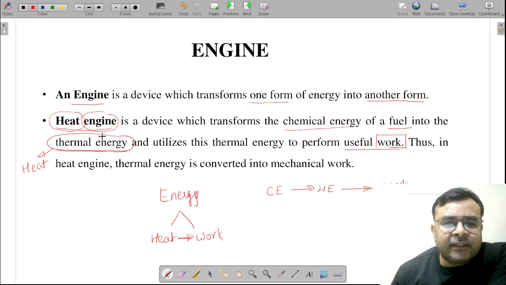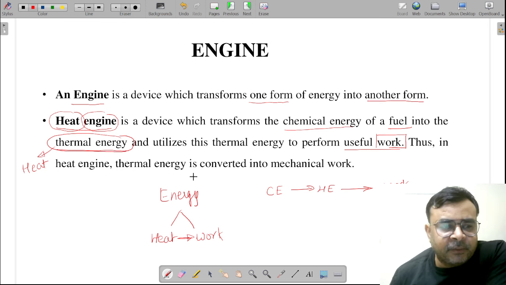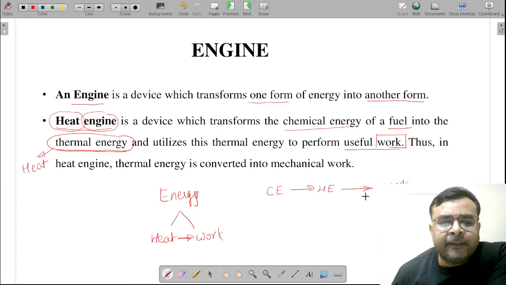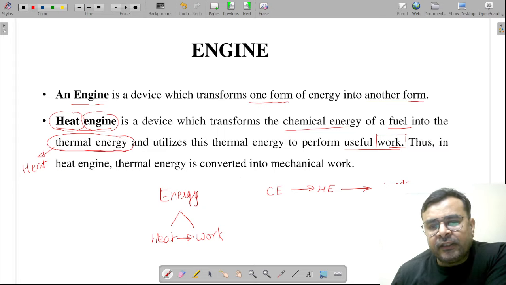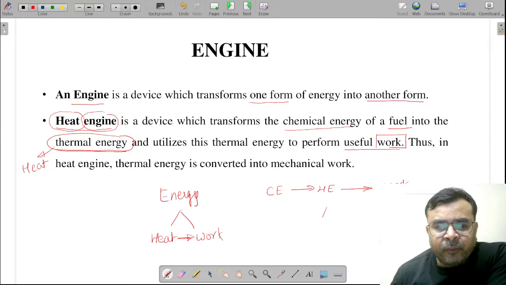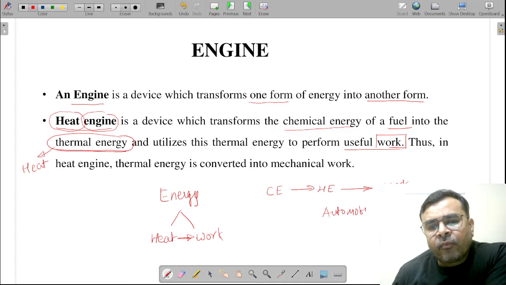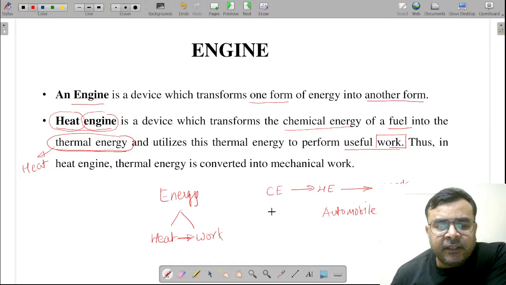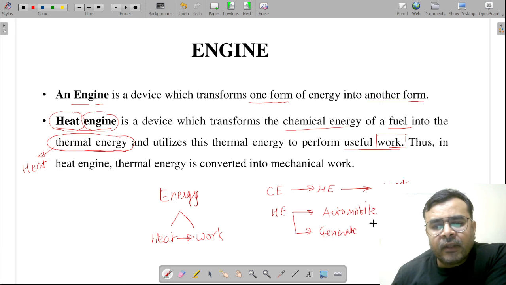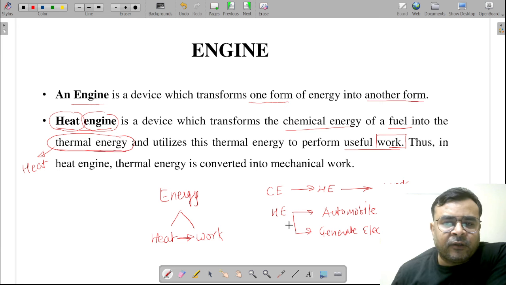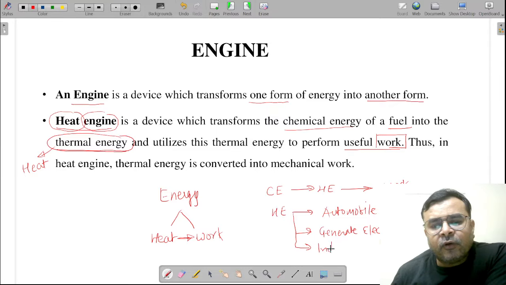This heat engine is used for many purposes. It is used for running the automobile. This heat engine is utilized in automobiles to run the vehicle, and it is also utilized to generate electricity in the power plant. And of course this device is also utilized in industries for many purposes.